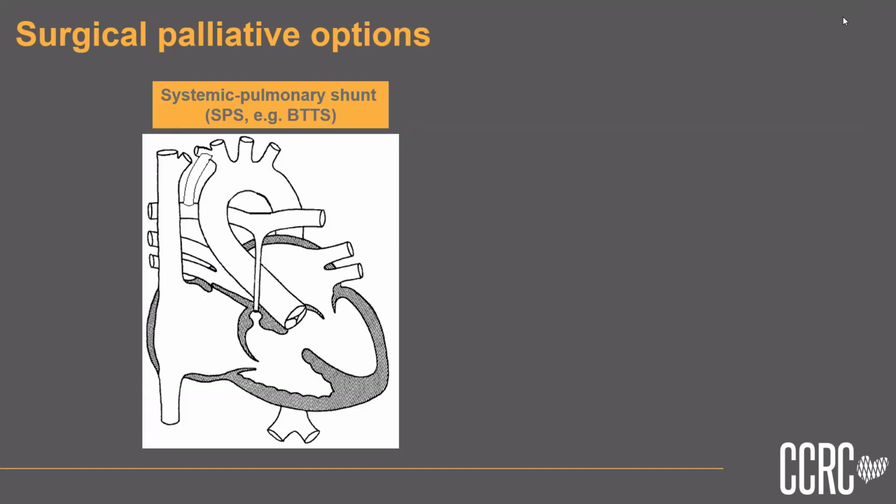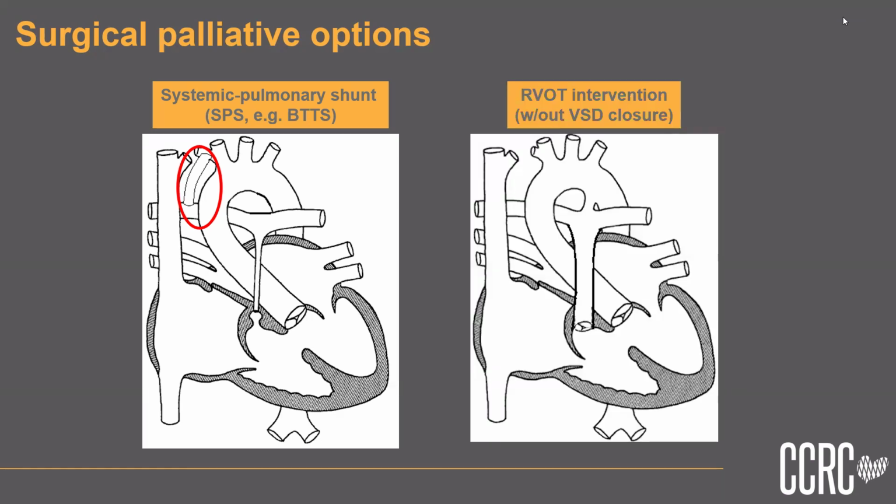So our surgical palliative options. One of the main ones that we see commonly is the systemic to pulmonary shunt, or a BT shunt. Or the other population that we're really looking at is some sort of RVOT intervention, but without a VSD closure. So like some sort of patch augmentation of the right ventricular outflow tract.